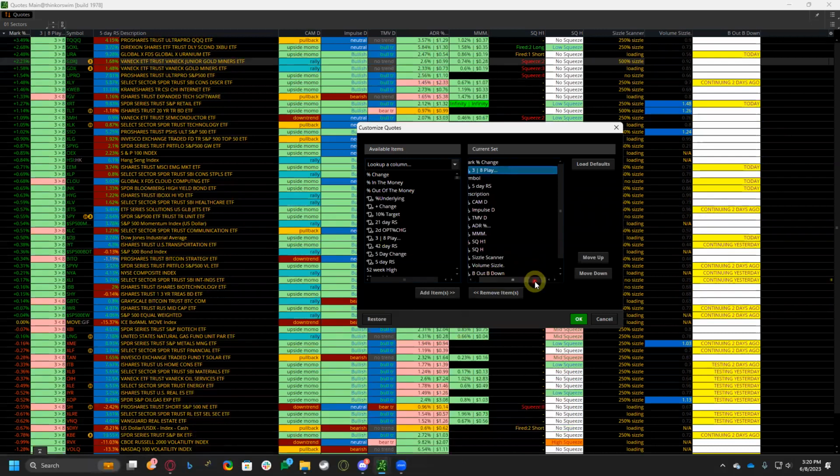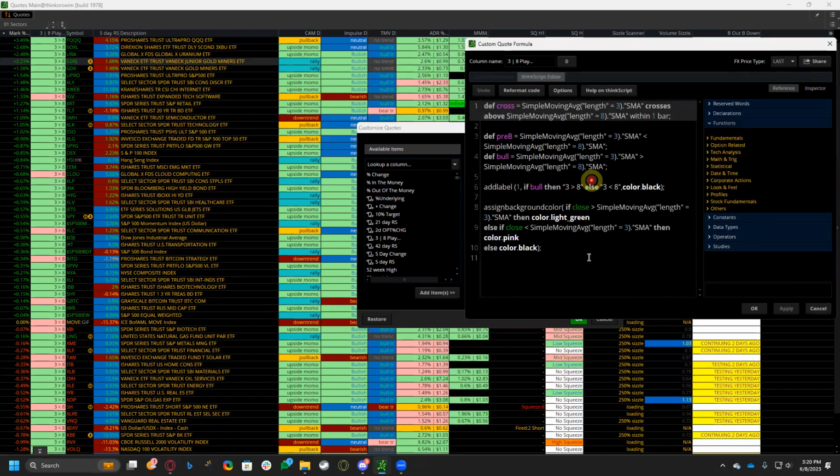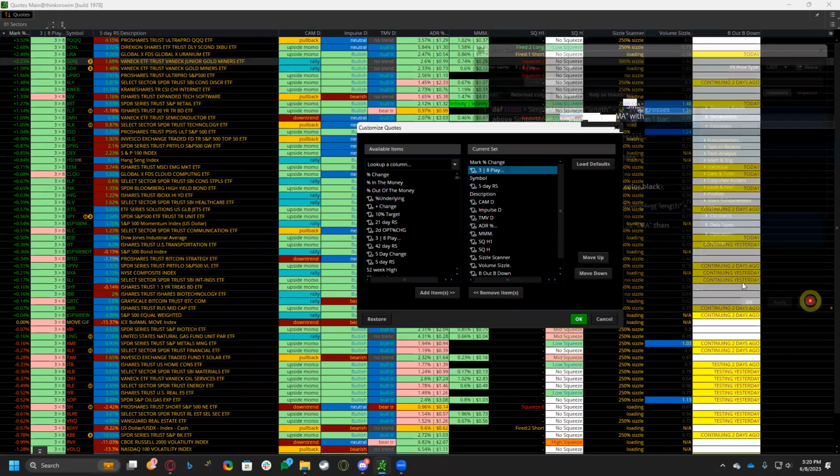Some of these do have a little drop down where you can use the slider here, but that slider is more often connected to an internal Thinkorswim indicator, not a custom indicator like the 3/8 play. So that's what this is doing. It's just telling me when the 3 is above the 8 or the 8 is above the 3. That's all. And then you choose the date and time.